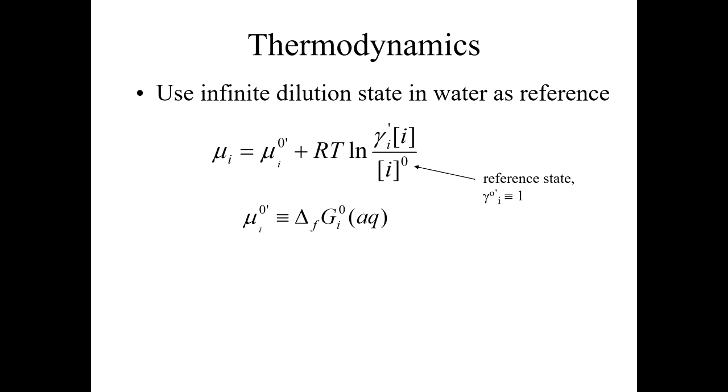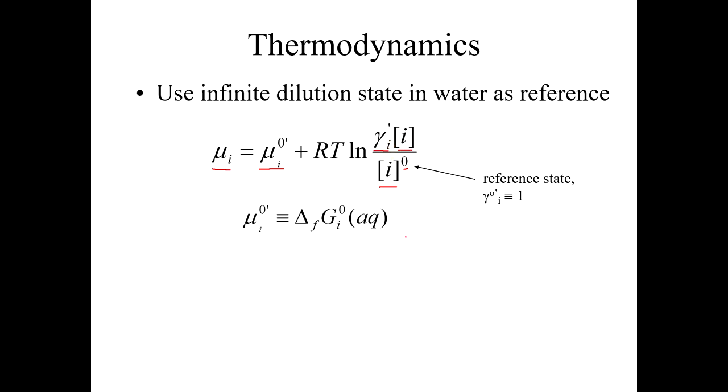So yeah, I have to show you some Greek symbols. Bear with me. All right, so the chemical potential, remember all along we've been using this idea of chemical potential mu, and it's equal to the chemical potential of the chemical in its reference state, mu naught, plus this correction factor. And the correction factor has to do with the concentration of our chemical I in its reference state. That's the reference, so that's in the denominator. And then in the numerator, you have the actual concentration of the chemical in your system multiplied by its activity coefficient.